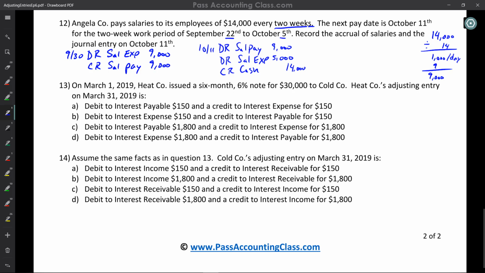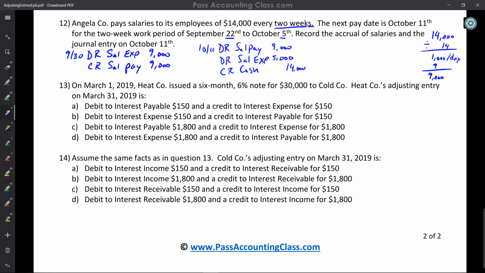So the next question says, on March 1st, 2019, HeatCo issued a 6-month 6% note for $30,000 to ColdCo. HeatCo's adjusting entry on March 31st, 2019 is a debit to interest payable, $150, and a credit to interest expense, $150. A debit to interest expense, $150, and a credit to interest payable for $150. A debit to interest payable, $1,800, and a credit to interest expense for $1,800. Or a debit to interest expense, $1,800, and a credit to interest payable for $1,800.